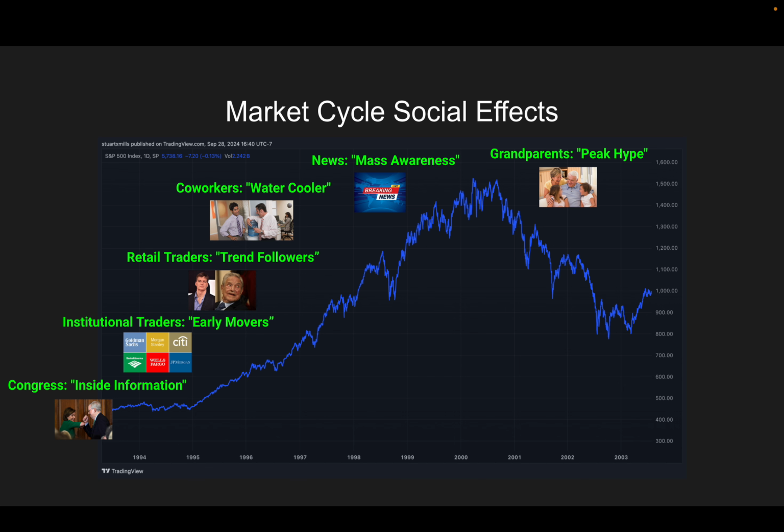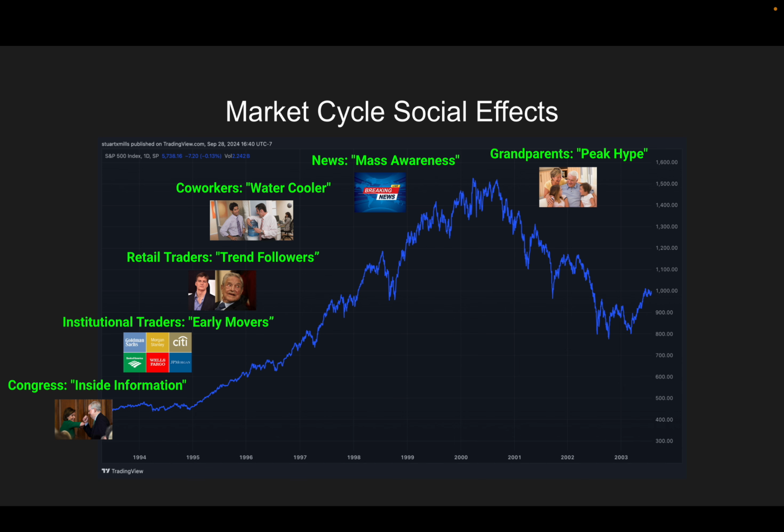After them, depending on where you work, you might have a stock tip from water cooler chit chat. That would be the next type to maybe get in somewhere up here. And then you have the news. This is mass awareness on a large scale where markets are breaking all-time highs and it's hit mainstream media.